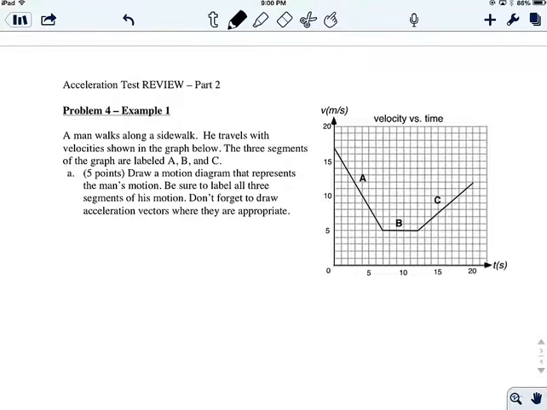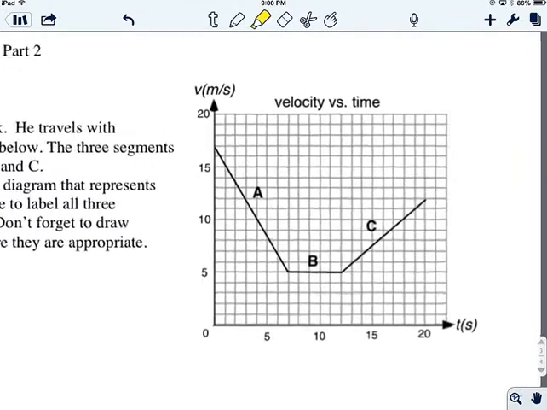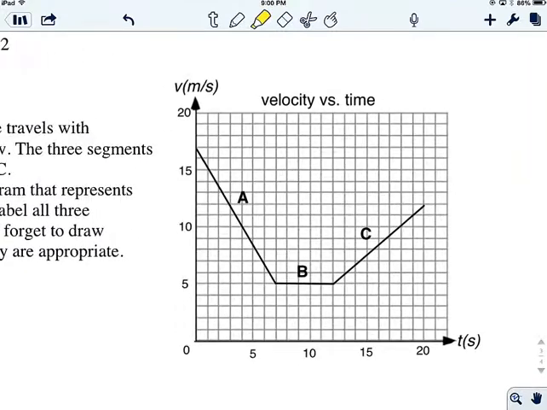So if we look over here to our graph, what we're going to see is I've got a man walking down the sidewalk, and this is velocity versus time. So this is not his position. He's not going downhill and then uphill or something like that. This is velocity. So think about how his velocity changes when the lines change.